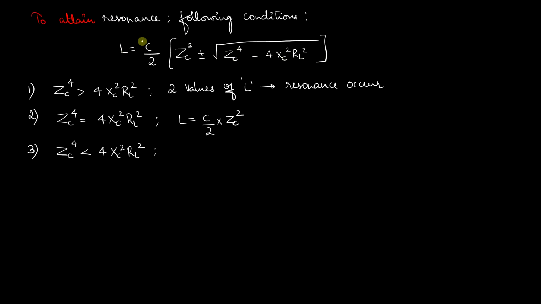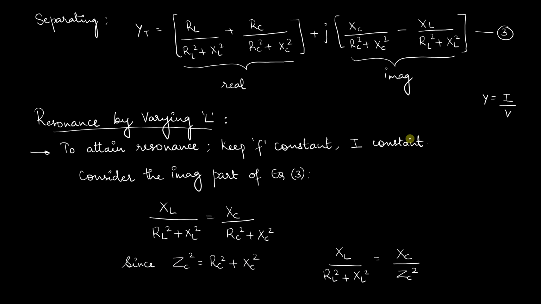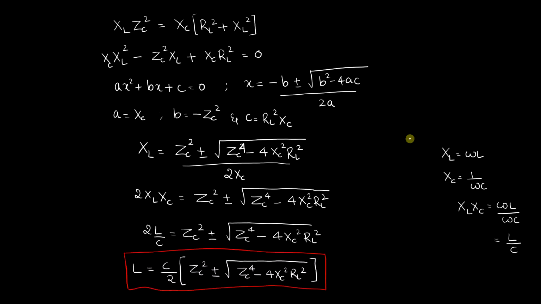So if you are considering the inductor having an imaginary part of the equation, then it is not possible for us to attain resonance. So if the value of Zc to the power 4 is less than this particular term, we cannot consider the value of the inductor in this case. So none of the value of the inductor will achieve the resonance. Clear? So the same or a similar concept has to be repeated when we are considering the resonance obtained by varying the capacitor. Clear? So let us start with that.